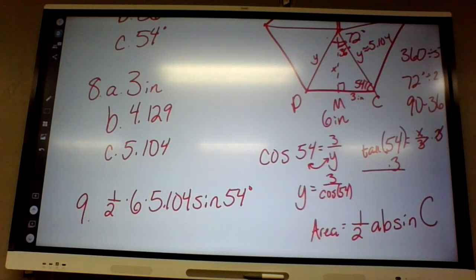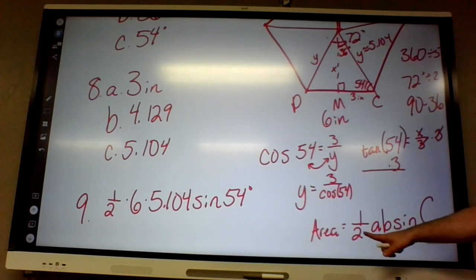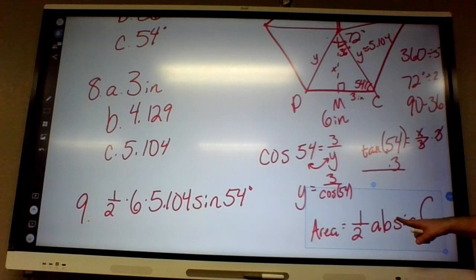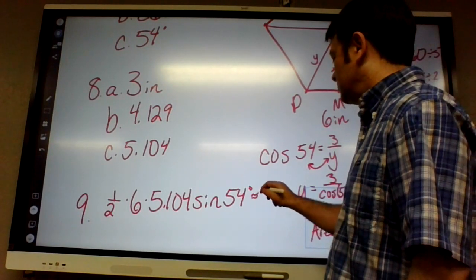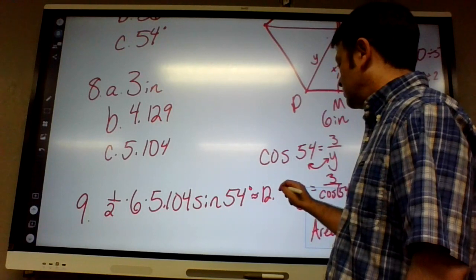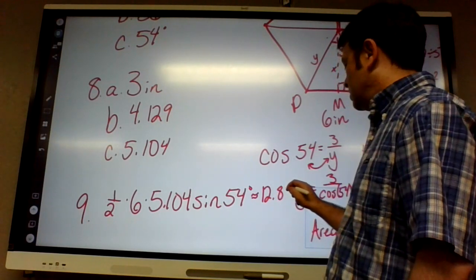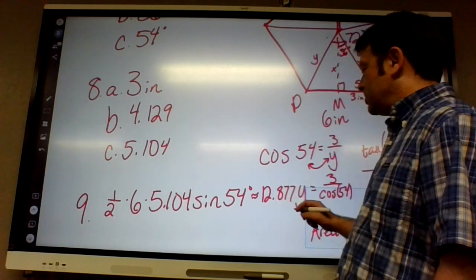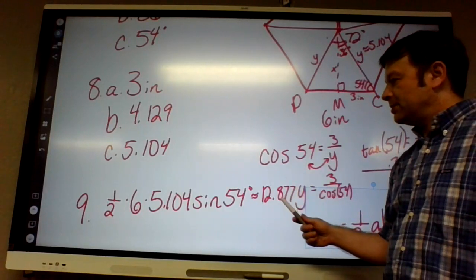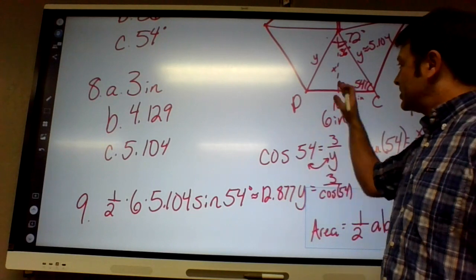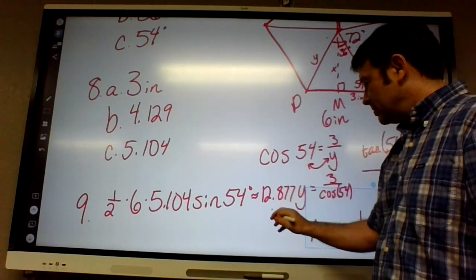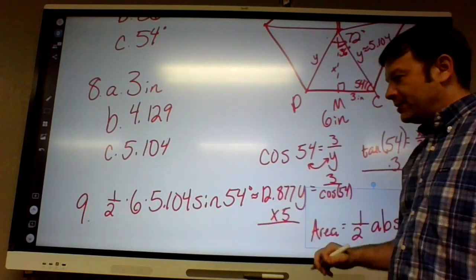1/2 times side times side times sine of the angle in between. 12.3876682. But that's not the answer that I asked. Why is this not the answer? You gotta times by 5, because there's 5 triangles. Just hit times 5 on your calculator.